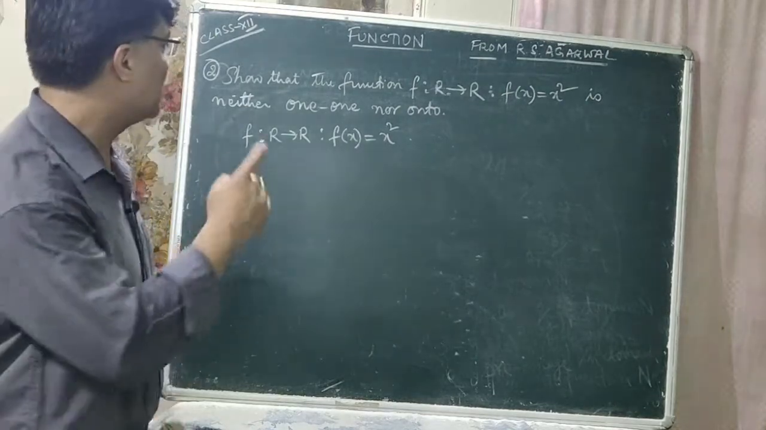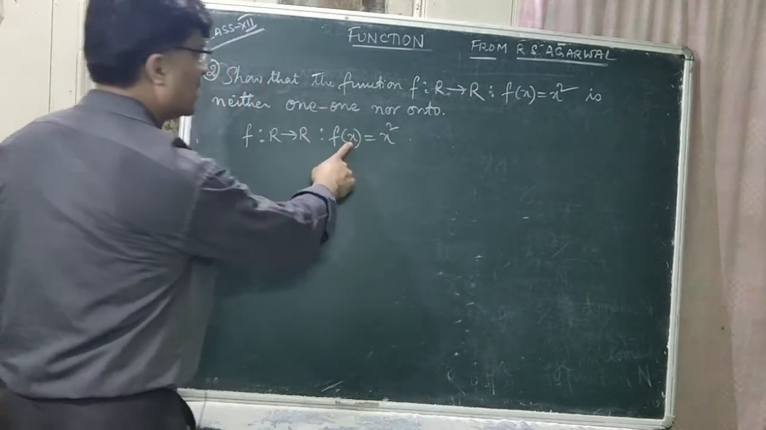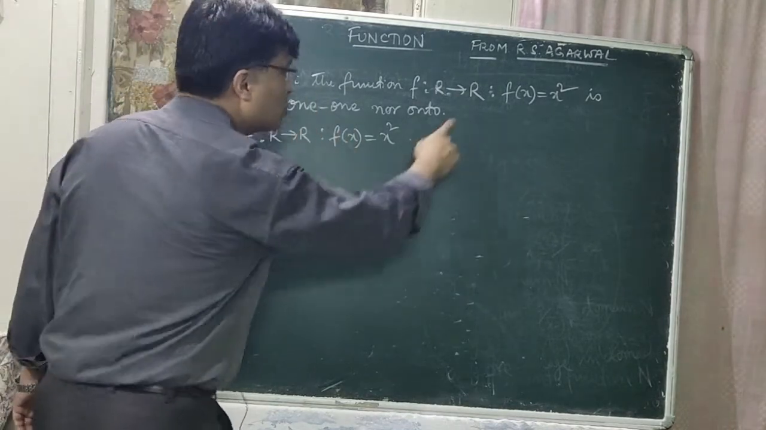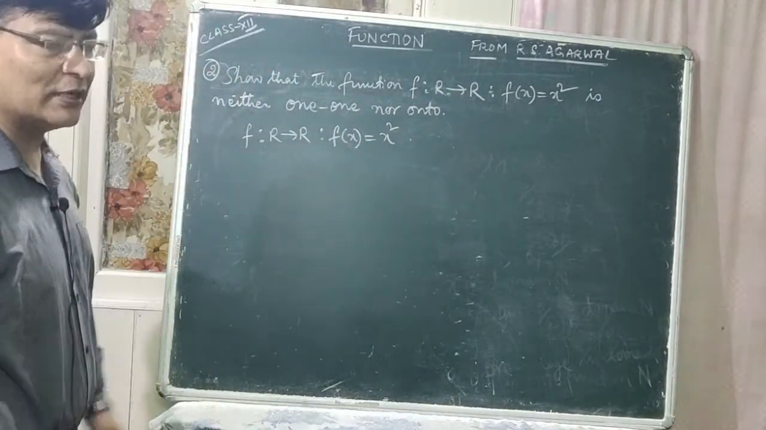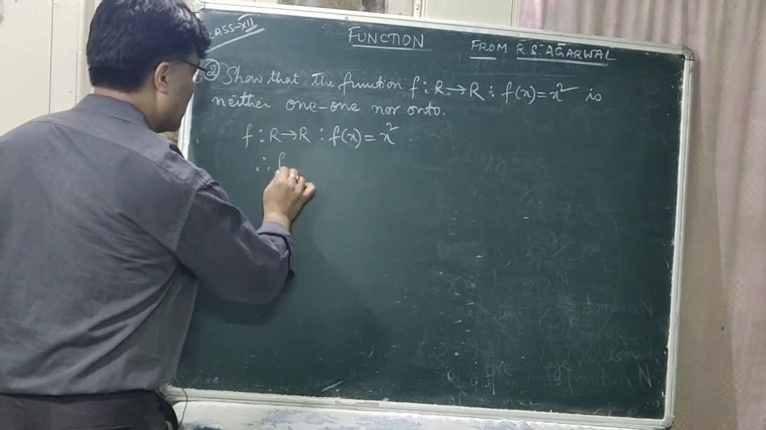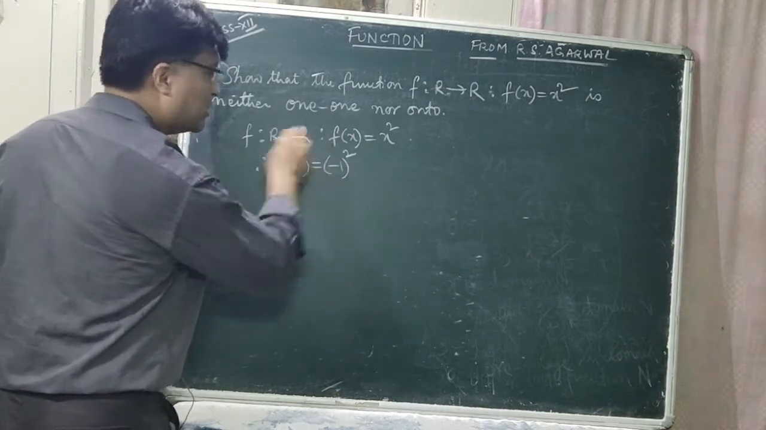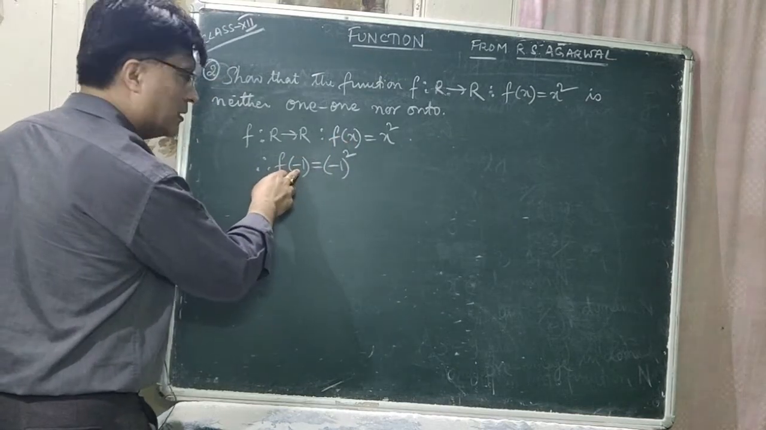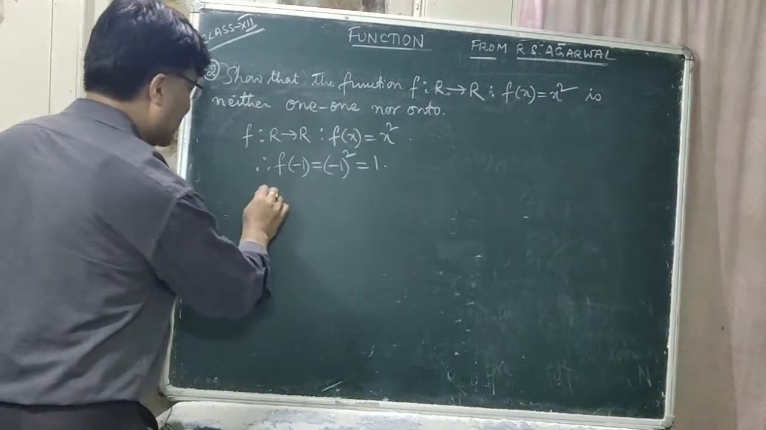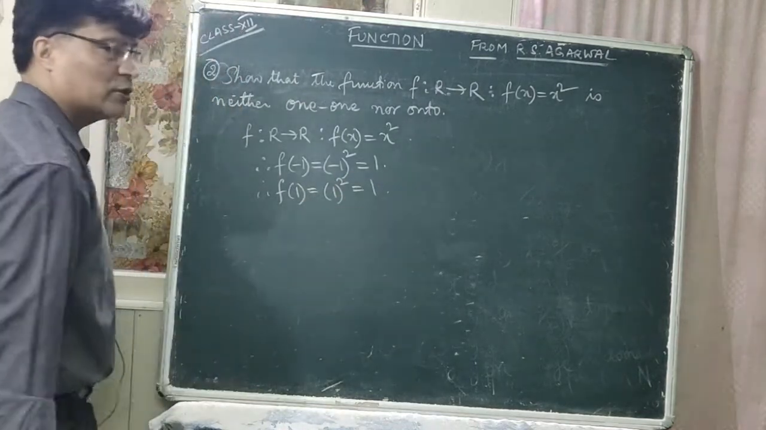So how will you prove that it is not a 1-1 function? Here this x belongs to the domain R, and this x square or f of x belongs to the codomain R. Both are real numbers, right? Now if you put f of minus 1, which is equal to minus 1 whole square, using this function, it is equal to 1, isn't it? Again, f of 1 is equal to 1 whole square, which is equal to 1.